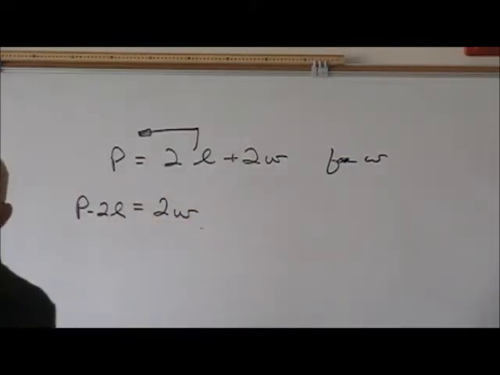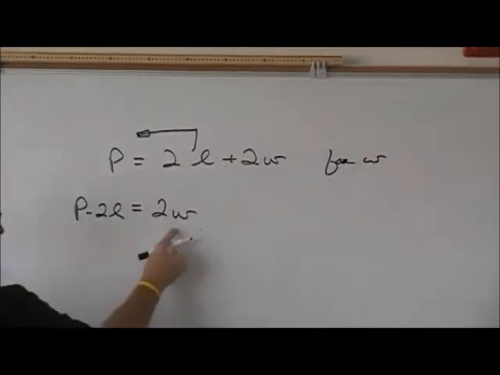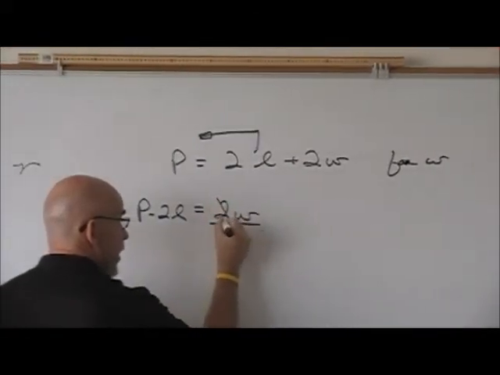Almost got W all by itself, except what's happening to W? It's being multiplied by 2, so Cole is saying, how do I undo that? I divide by 2. W is being multiplied by 2, so I divide to kill it off.